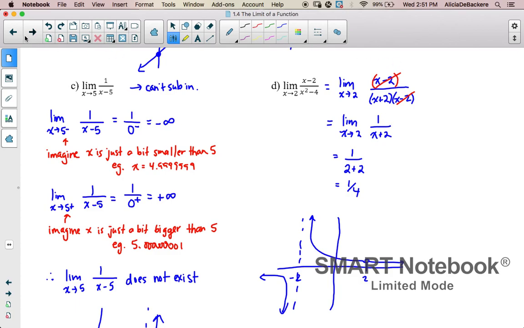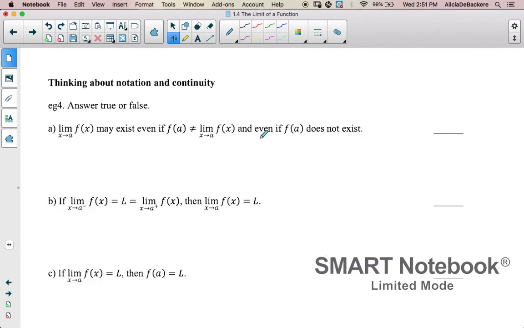All right, on the last page of today's lesson, there's 4 true or false questions, and it's just getting you to think through some of the notation here. So the first one here: the limit of the function as x approaches a may exist even if f at that a value does not equal the limit of f of x as x approaches a, and even if f at a does not exist at all.